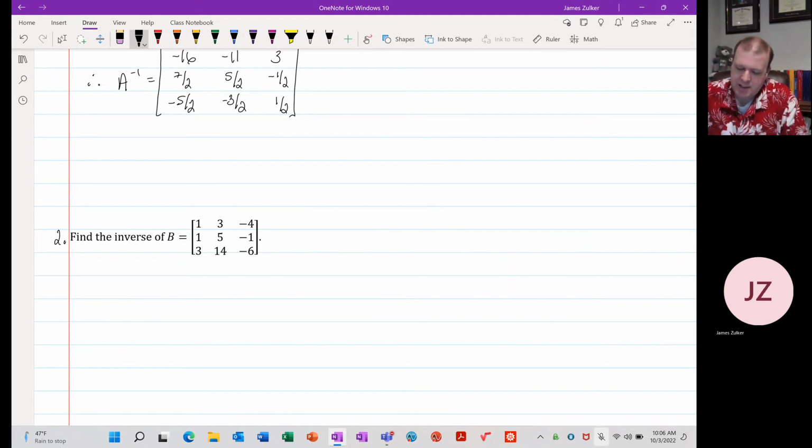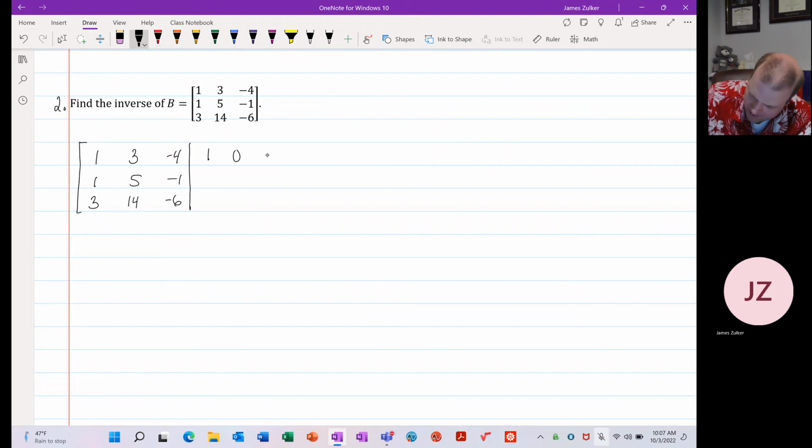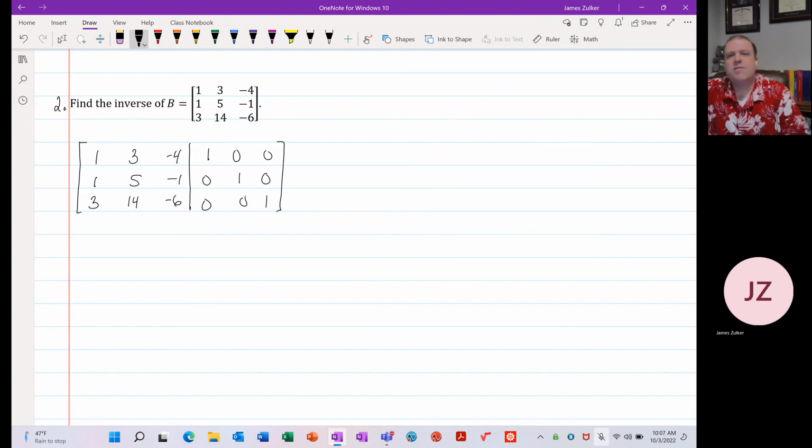So what we do again is set up the augmented matrix. We want our matrix, and we'll augment that with the 3 by 3 identity, as such. And now let's put this in RREF.